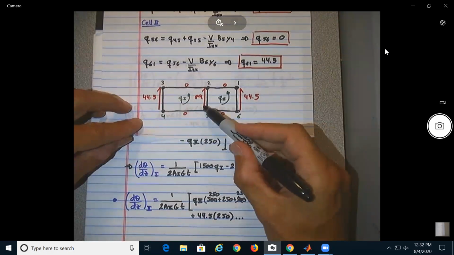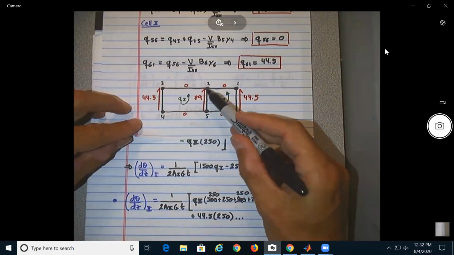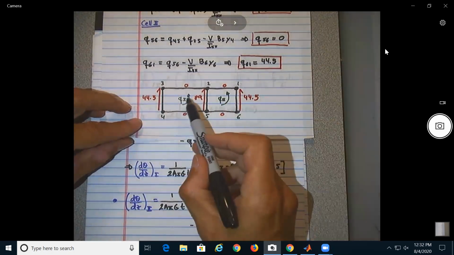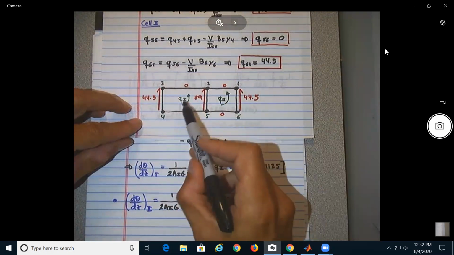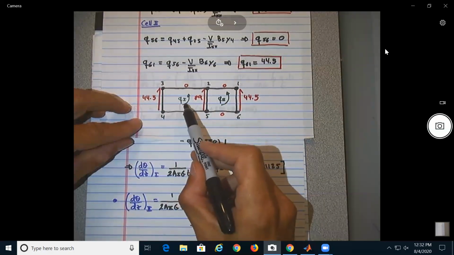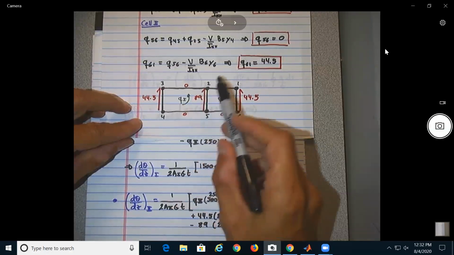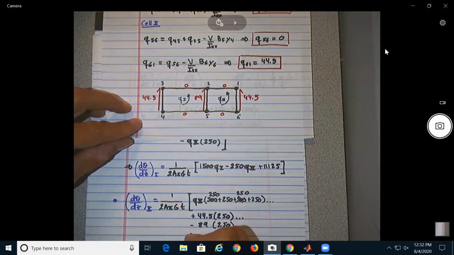Now, the 89 this time is going to make it go clockwise, huh? So it should be negative. So minus 89 times 250. And finally, we need to look at the effect of the Q sub 1 over here. So the Q sub 1 here will be going up, is going to make it go clockwise, no? So it should be minus Q1 times 250.